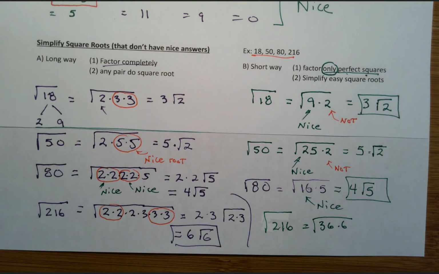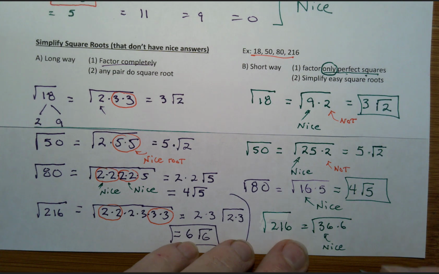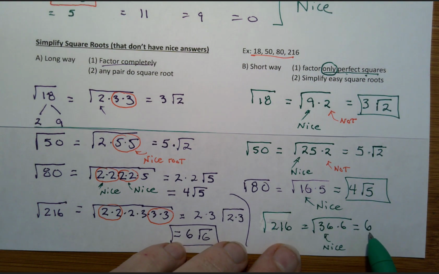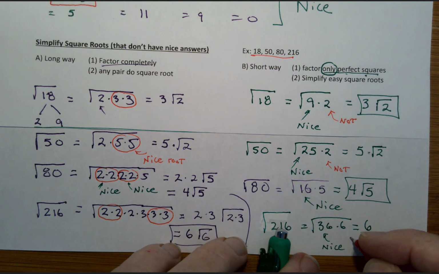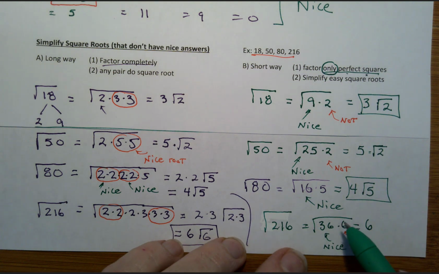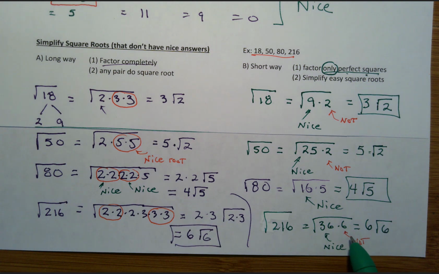Now, the reason I like this is because 36 is nice. The square root of 36 has a nice answer. It equals 6. Square root of 36 is the whole number 6. There's no square root on that. But this part is not nice. It's stuck. The 6 is stuck under the square root. It doesn't have a nice answer. So I have to multiply by that extra piece that's left over. 6 times the square root of 6. So this is the simplified answer.